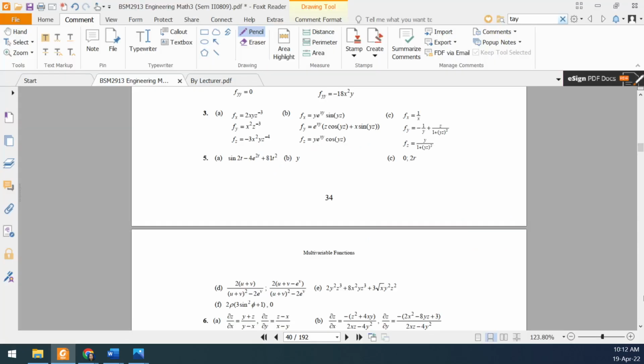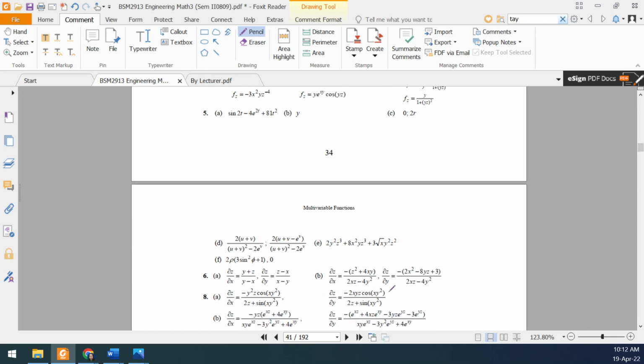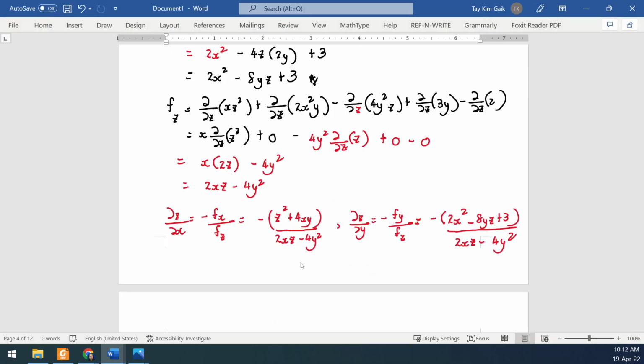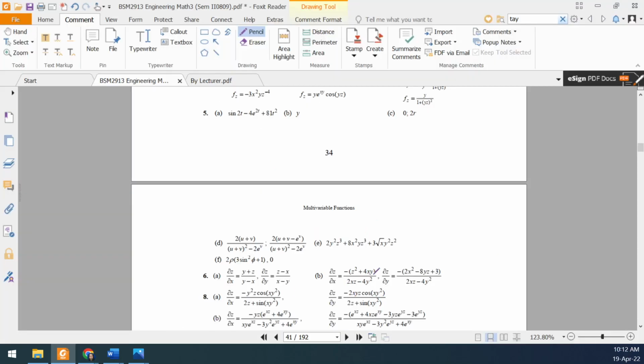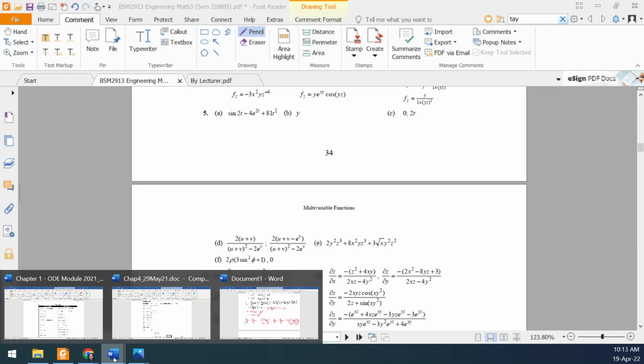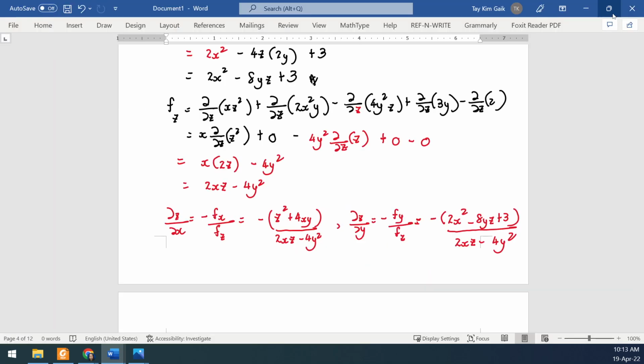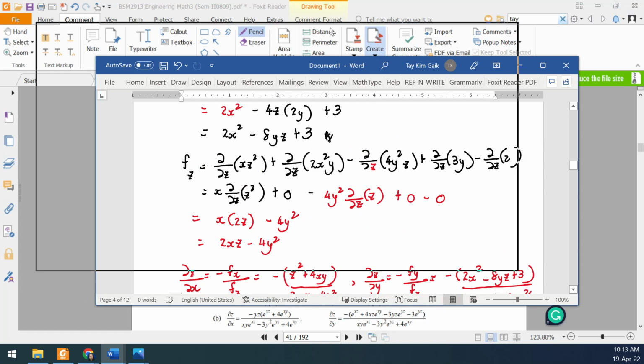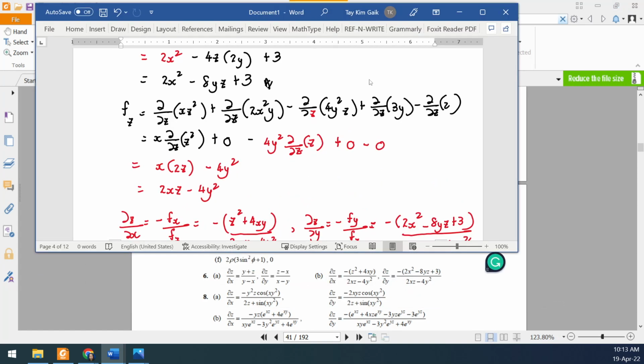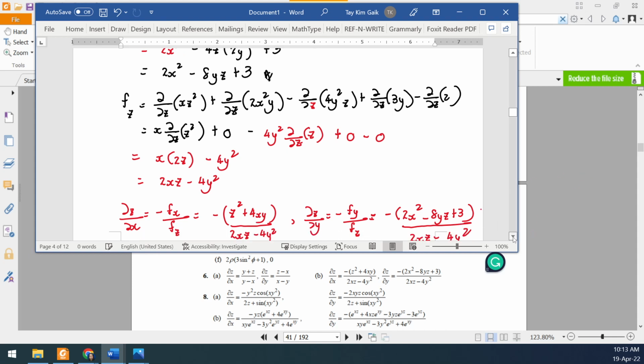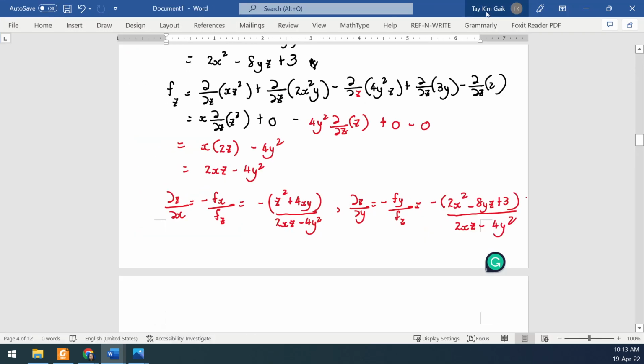Okay, we check 6b. Yes, negative outside, negative and then z squared plus 4xy, check. Z squared plus 4xy over 2xz minus 4y squared, 2xz minus 4y squared. Correct. Then the Fy is 2x squared minus 8yz plus 3, correct. So this is 6b.